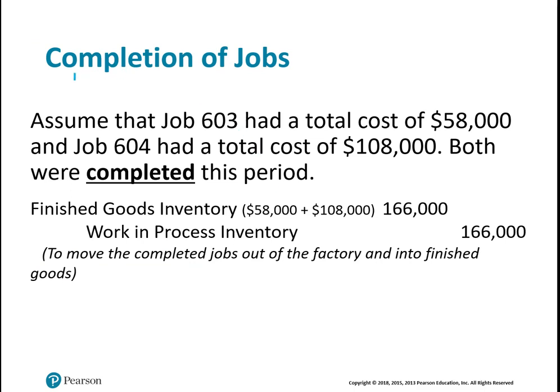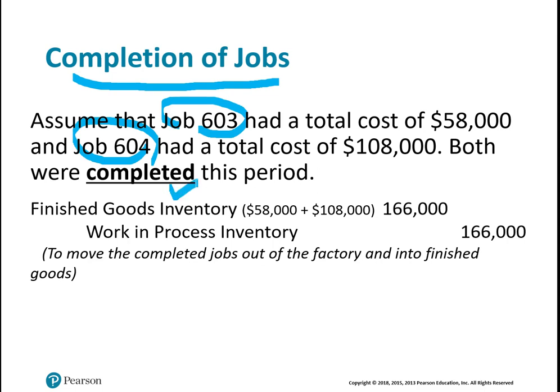Now, following along in the cost flows, we're going to assume that this particular job, 603, and this job, 604, have both been completed. So we're going to put them into the finished goods inventory and take them out of the work in process. When they're finished, we're increasing finished goods and decreasing work in process.